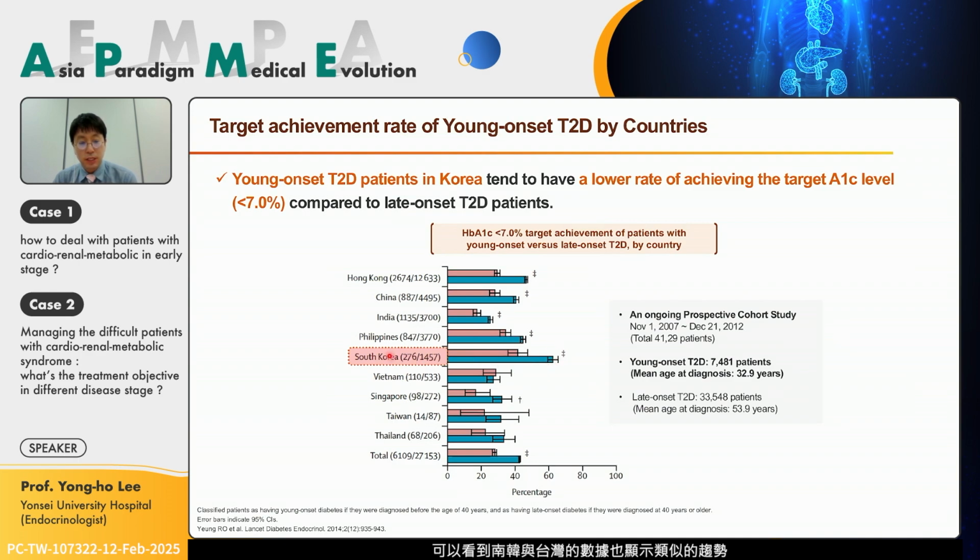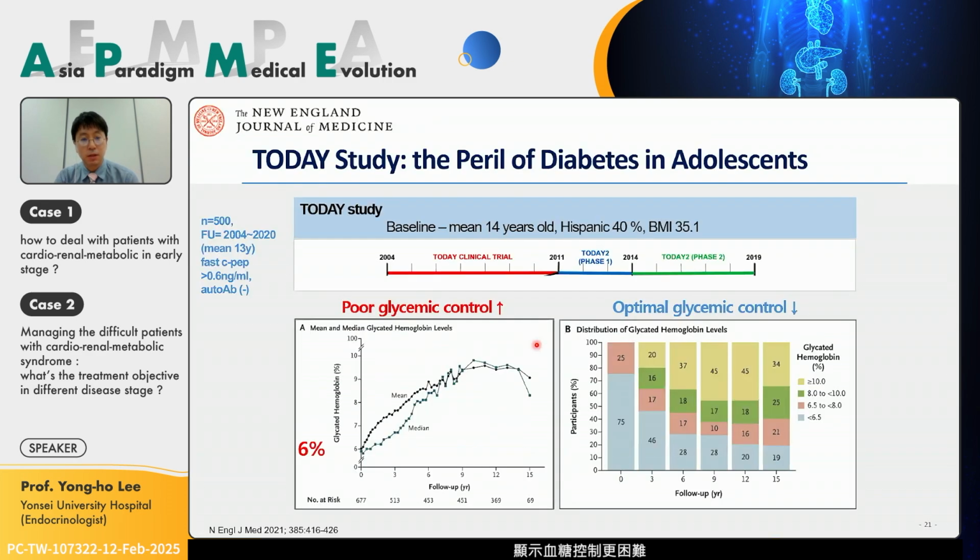And you can see South Korea here and bottom Taiwan here. All kinds of East Asian countries, they have similar situations. Like people who are under control, HbA1c under 7 is really low in young onset diabetes compared to the elderly diabetes. So you can see young onset diabetes has poor control of glycemia.